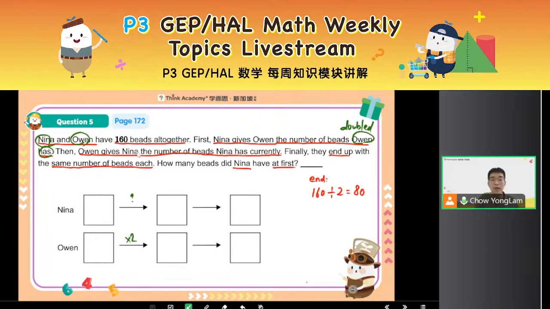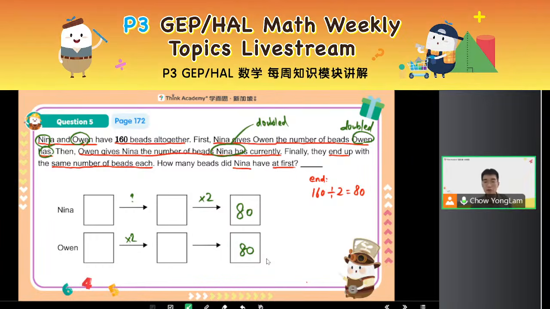The next step, Owen gives Nina the number of beats Nina has. Whatever Nina has, Owen will give the same number. That means it's Nina's beats that double this time, so Nina's number will times 2. And that will lead to their ending. Finally, they end up with 80 beats each. Now that we reach the ending, it's time to work backwards to the start. Up till now, is everything okay? The most important thing is to realize what giving the number of beats he has currently means. That basically means doubling the amount of the receiver.